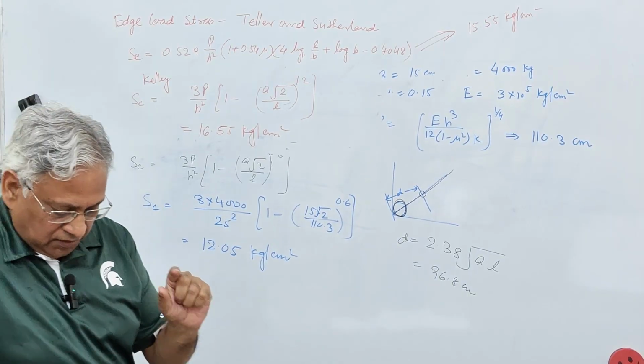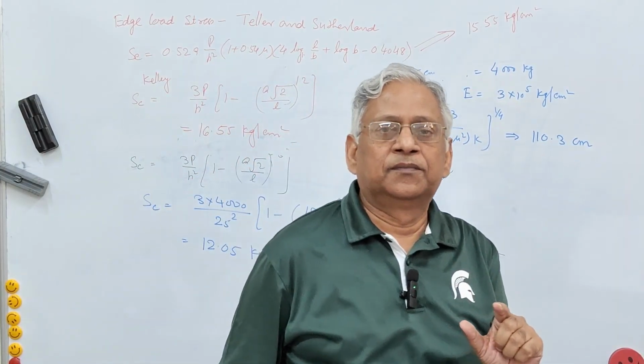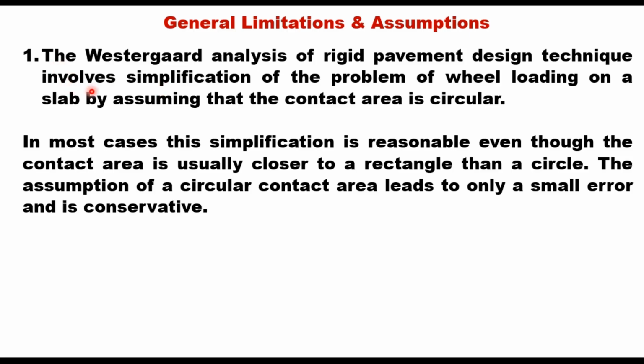There are certain limitations of this Westergaard theory. The first is that it involves simplification of the problem of wheel loading on a slab by assuming that the contact area is circular. In most cases, the simplification is reasonable even though the contact area is usually closer to a rectangle than a circle. The assumption of a circular contact area leads to only a small error and is very conservative. In fact, in all subsequent analysis, this contact area is taken as a circular area or elliptical area.